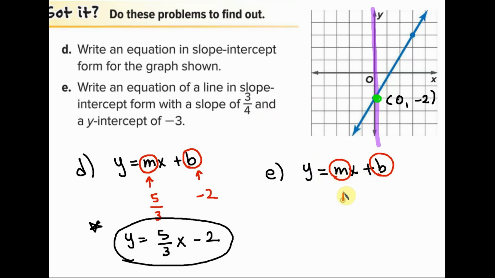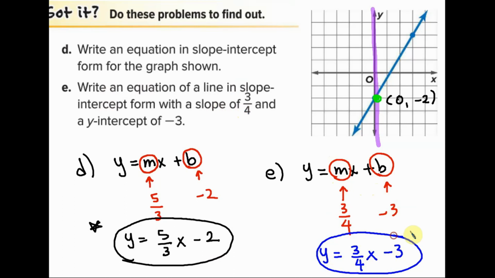So the m in this case is the slope. The slope is 3/4. They're saying the y-intercept of -3. So it goes on here. And then I can just write my answer as y equals 3/4. Remember the x will stay. Plus -3 will become just -3. And that's the answer of this problem as well.